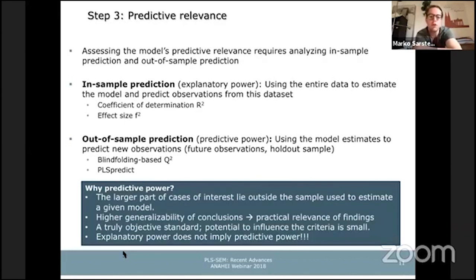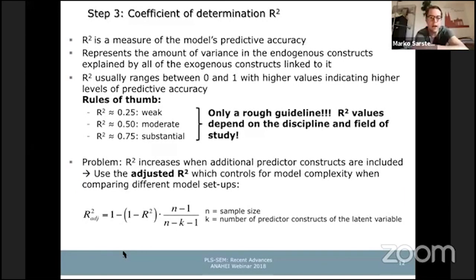Much better here is so-called PLS-predict, which was introduced 1.5 years ago by Shmueli and colleagues in the Journal of Business Research. And I'm going to be talking about this procedure and guide you through how to use it. So I'm sure all of you will be familiar with the R-square. The coefficient of determination tells us how much variance of a certain endogenous construct is being explained by its direct antecedents. It varies between 0 and 1, and there are also rules of thumb that we define in our book.